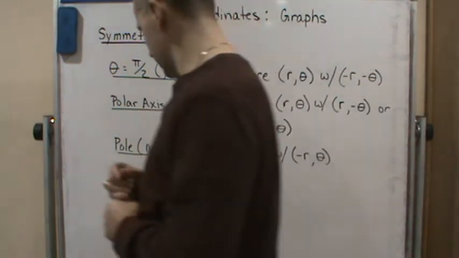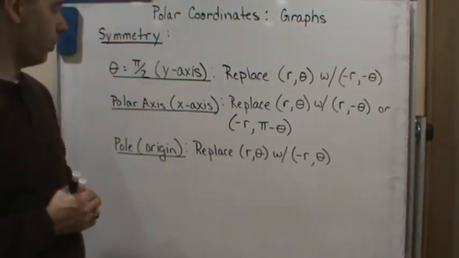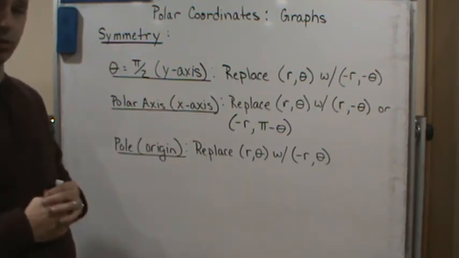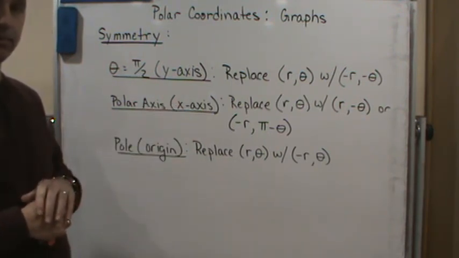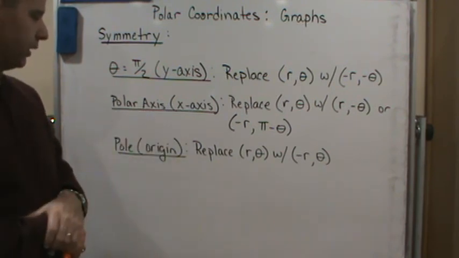So we're going to do some examples of testing for these symmetries, and then using these symmetries later to graph the polar equation on the polar grid.